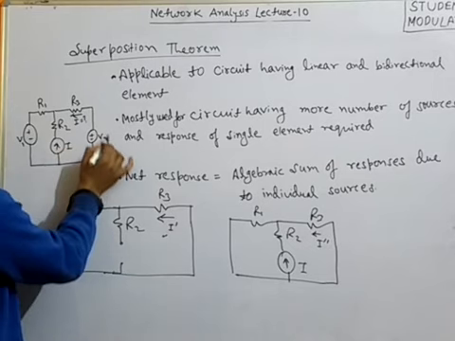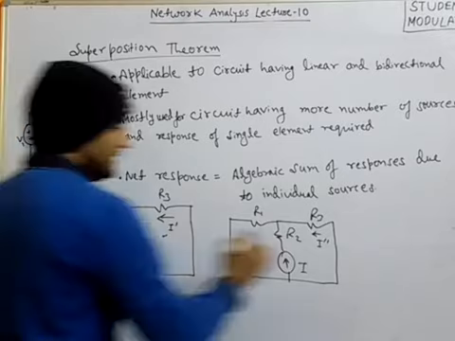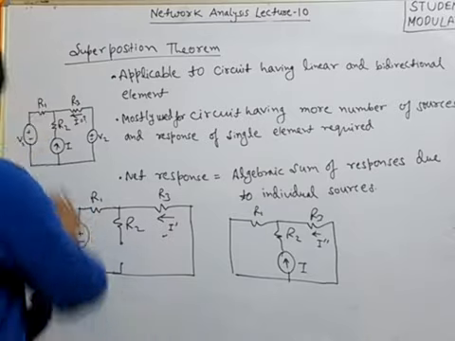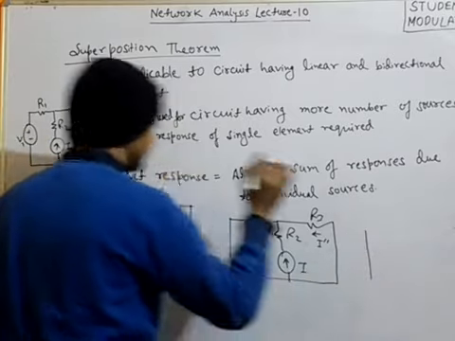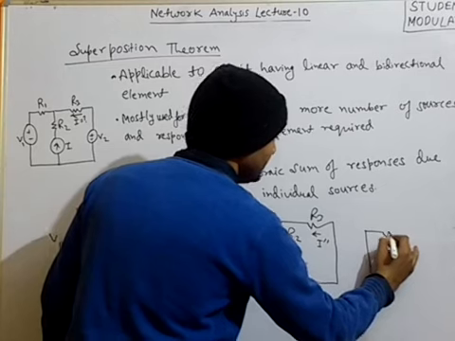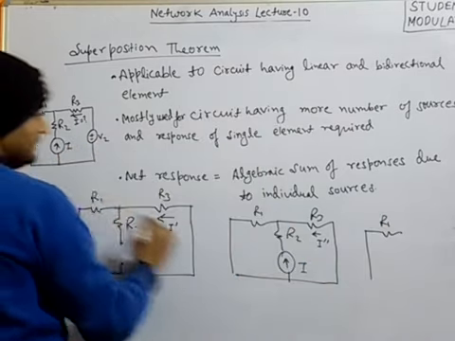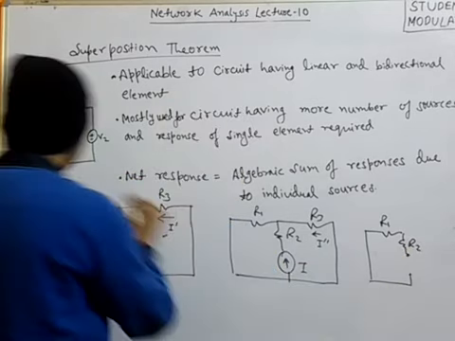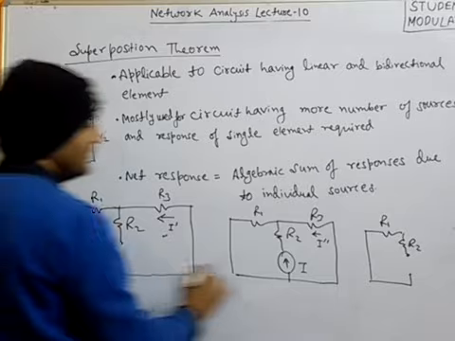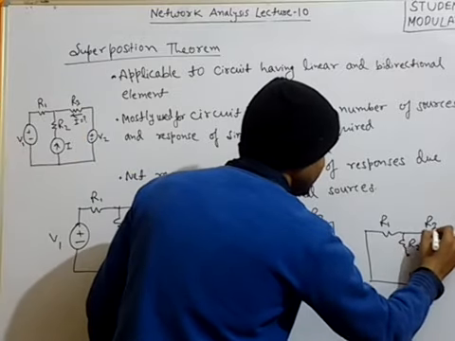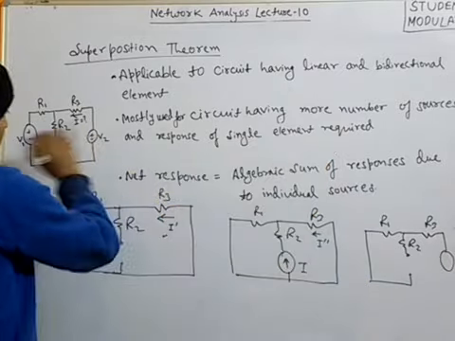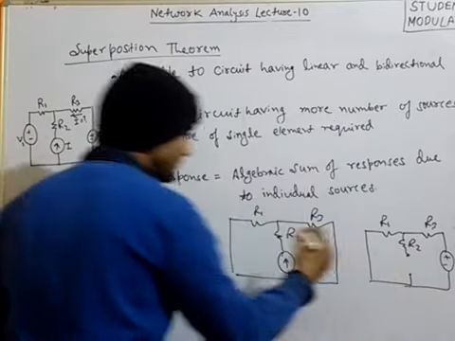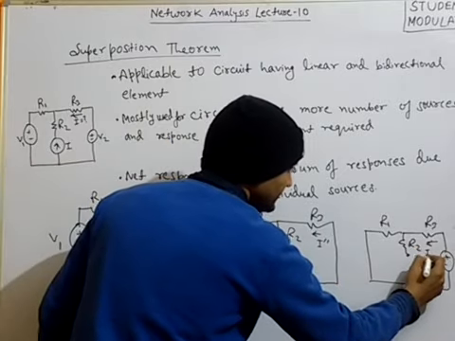Similarly, we will deactivate these two and find the response due to this V2. So we will have the circuit like this. We will deactivate V1, and deactivating V1 means short circuiting it. This is R1 only, and this is R2. R2 we will write here, and this is open circuit because the current source has been deactivated. Now R3 we will write similarly, and the only source active this time is plus minus V2.